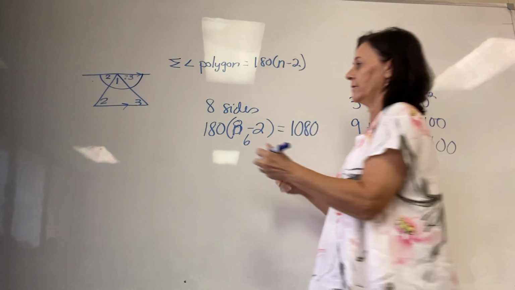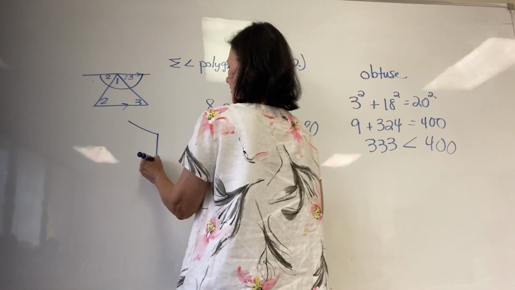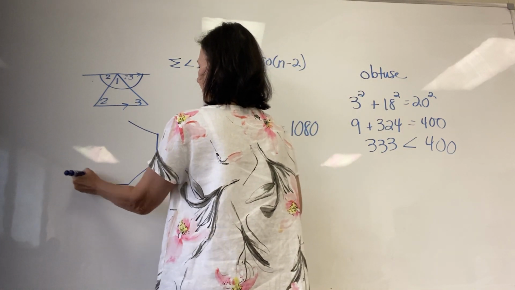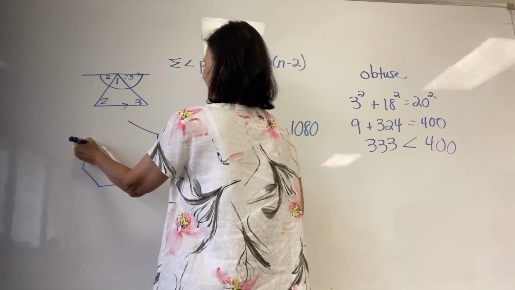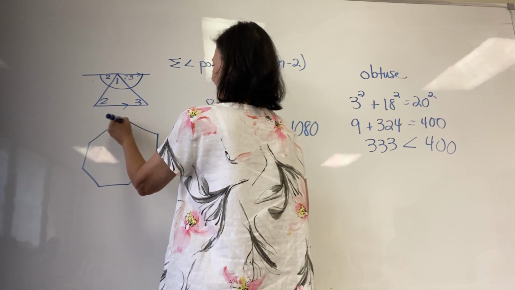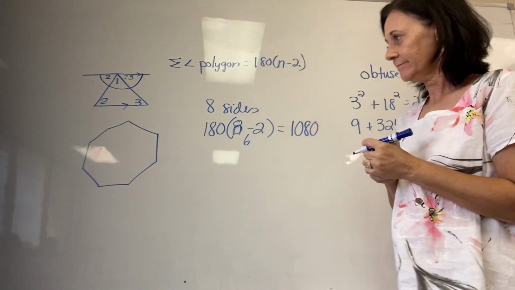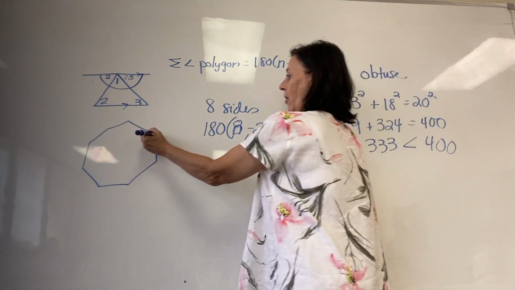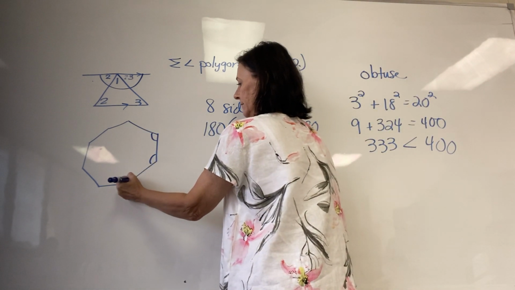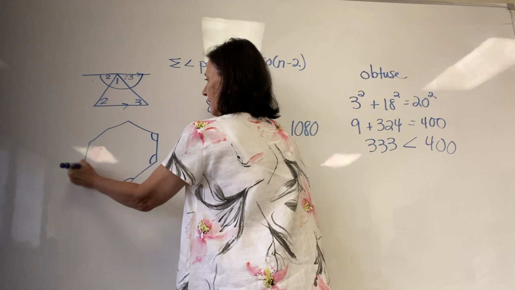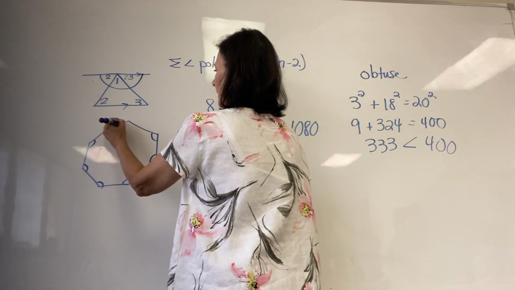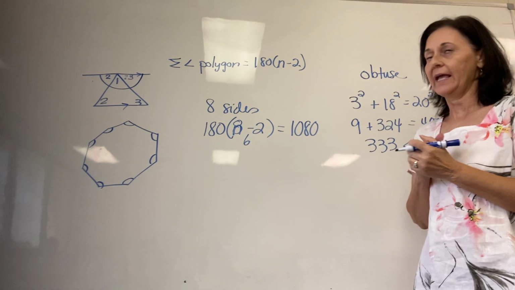These are the internal angles, so 8-sided. 1, 2, 3, 4, 5, 6, 7, 8. 8-sided. If I add all of these angles up, the sum of them is going to be 1080.